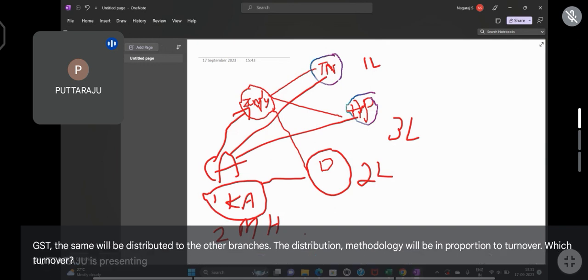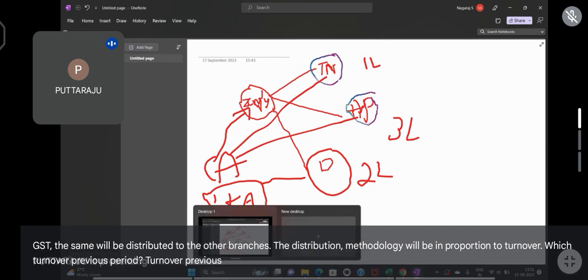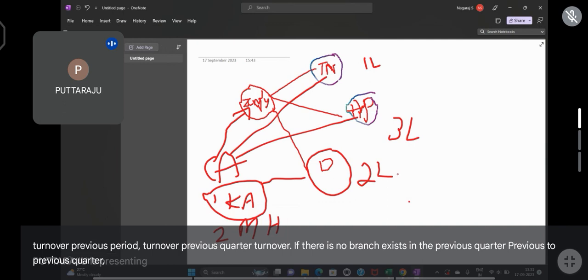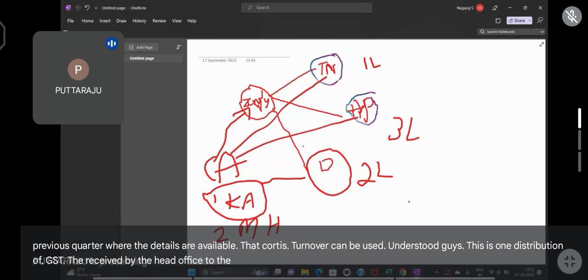Which turnover? Previous period turnover, previous quarter turnover. If there is no branch existing in the previous quarter, the previous to previous quarter where the details are available, that quarter's turnover can be used. Understood, guys? This is one distribution of GST received by the head office to the branches.